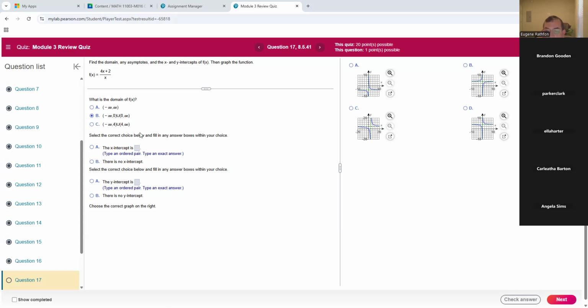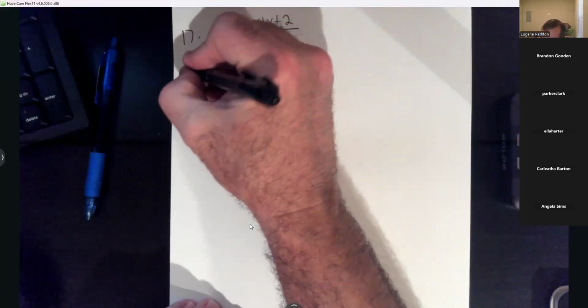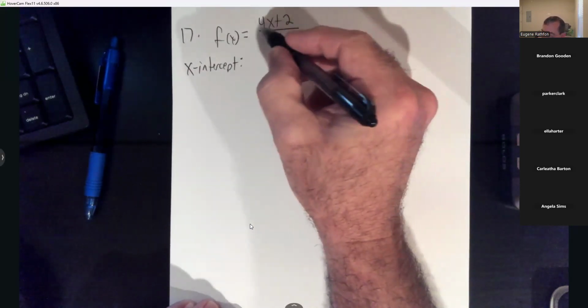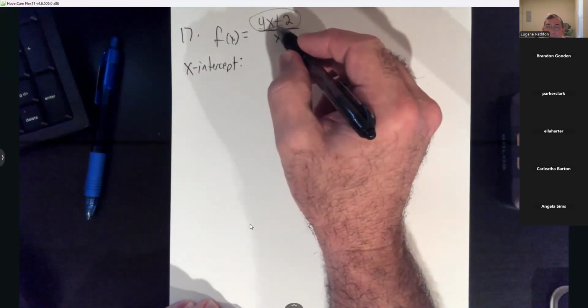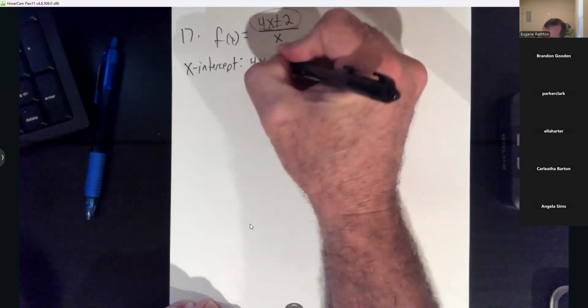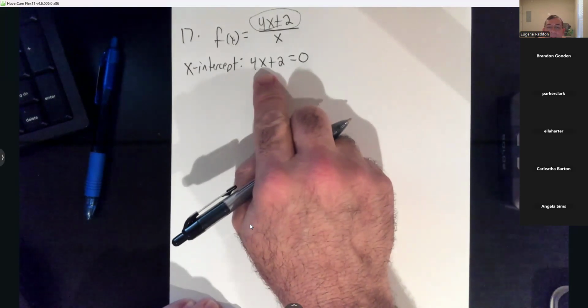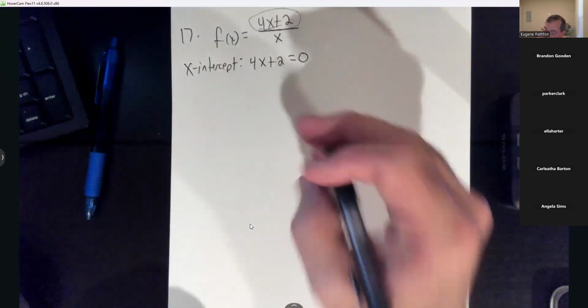So let me write this down and I'll show y'all how to get those x and y intercepts. So f of x equaled 4x plus 2 over x. So I'm going to show you how to get the x and y intercepts on this, and then we'll come back and put them in, okay? All right, so to get your x-intercept, you set the top of the fraction equal to 0. So that is a 4x plus 2. We set that equal to 0, solve it for the x, and then I'll put it as an ordered pair.